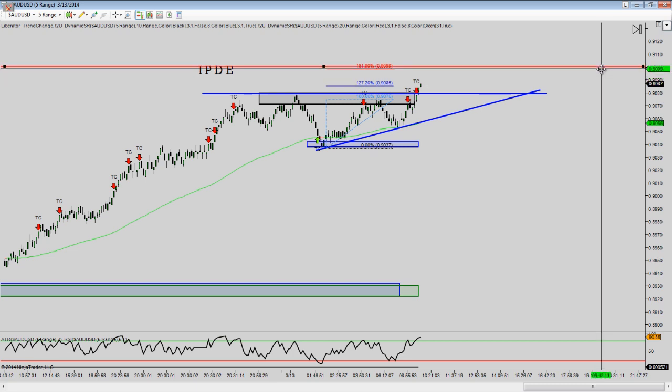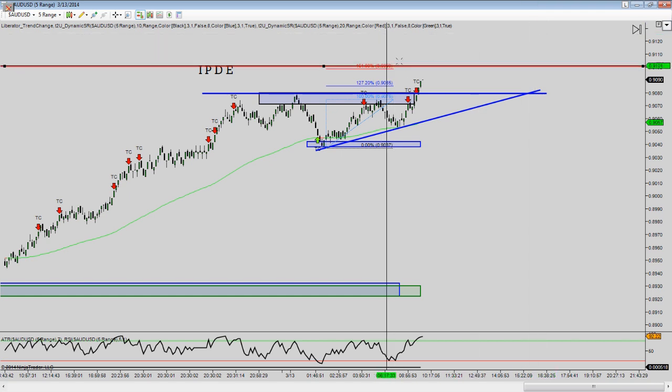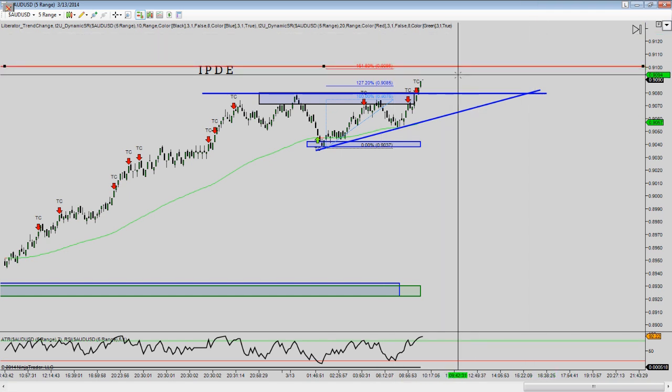What do we know about the 91 even handle? What type of number is that? Psychological number, right? So we've got a Fibonacci extension. We've got a psychological number. We can expect, RSI is overbought. We can expect the market to run out of a little steam, right?